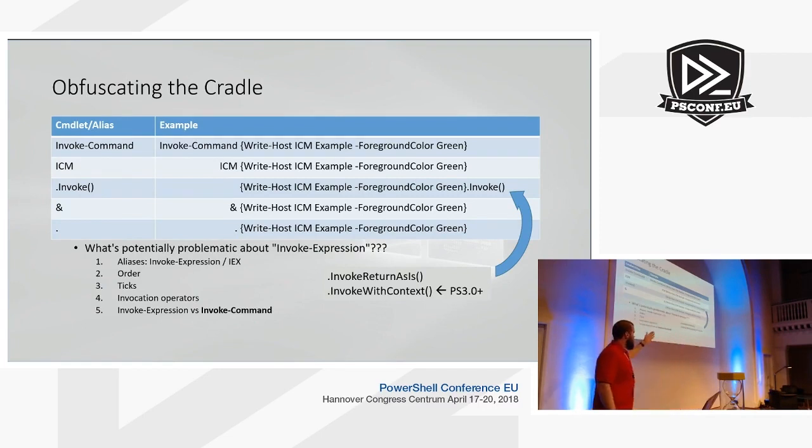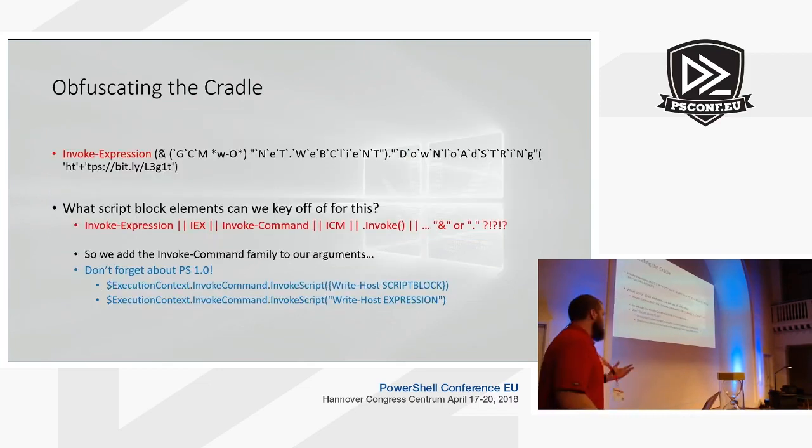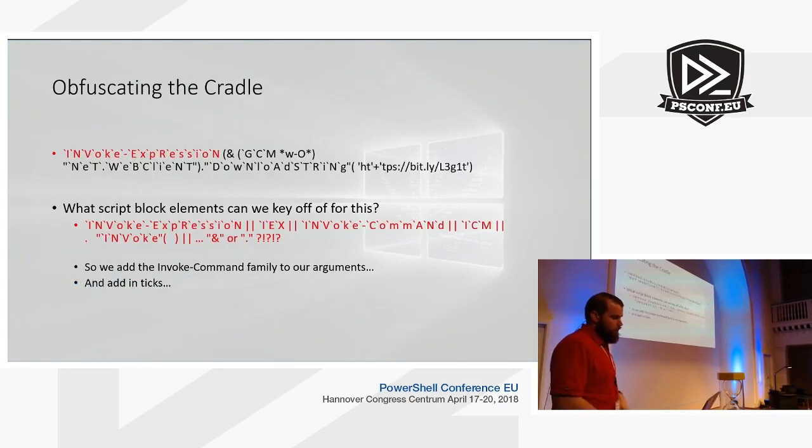Invoke-Expression returns as is. If you're on 3.0 and later, you can do InvokeWithContext. There are more and more options. In addition to PowerShell 1.0, you can do Invoke-Command, InvokeScript, and pass it either a script block or an expression. That works as well. You can add in ticks to all that if you want.